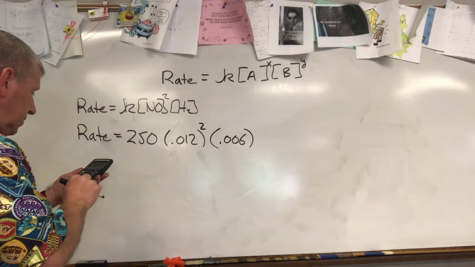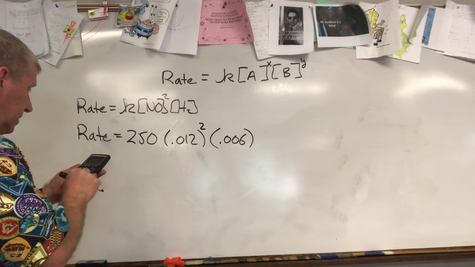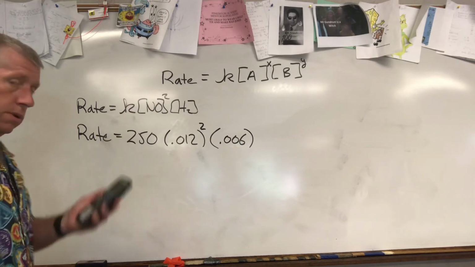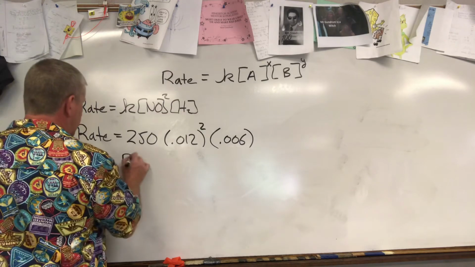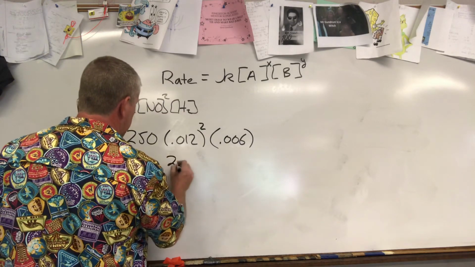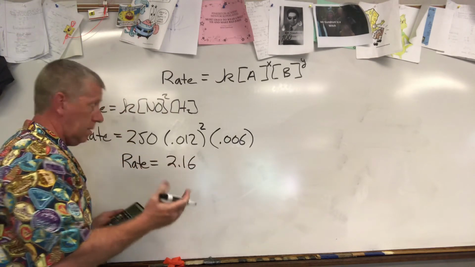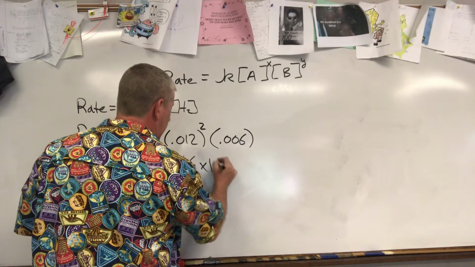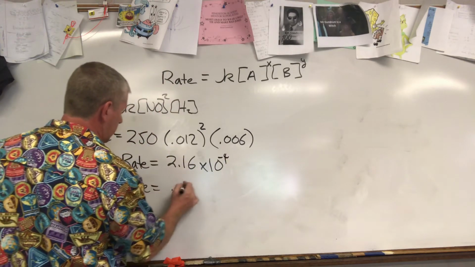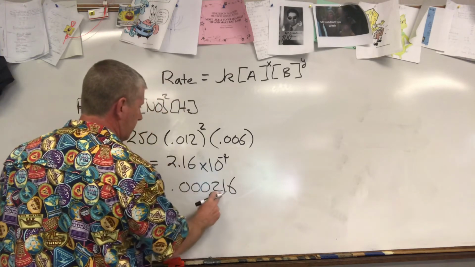So 0.012 times 0.012 times 0.006 times 250. Finally, the rate of this reaction is going to be equal to 2.16 times 10 to the negative fourth. Or you could write it out: 0.000216.